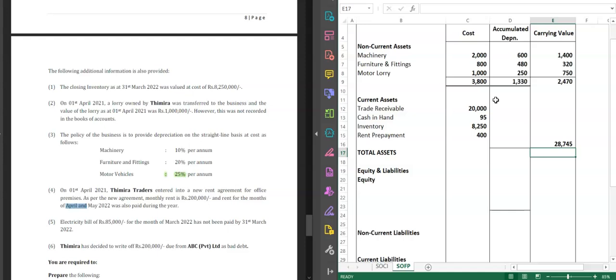So the total of that is 28,745. So the total asset would be 2,470 plus 28,745, that is 31,215.